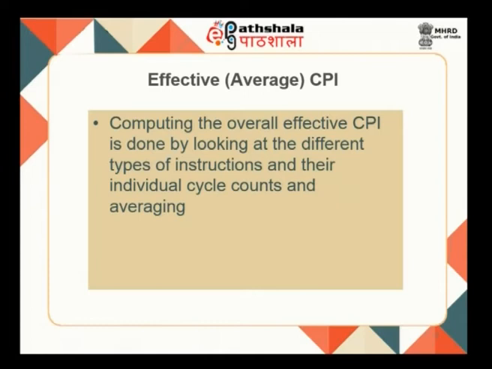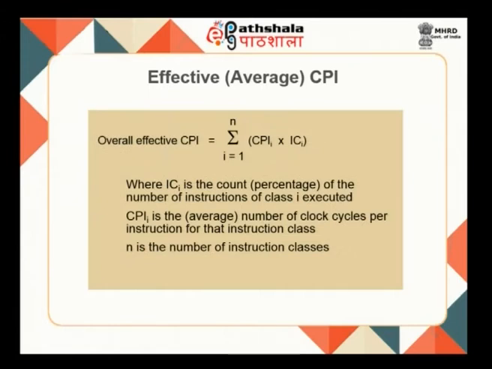If you look at the effective or the average CPI, computing the overall effective CPI is done by looking at the different types of instructions and their individual cycle counts and then averaging it. Say for example, the overall effective CPI can be found as sigma i equal to 1 to n of CPI i into IC i, where 1 to n is the number of instruction classes that you have.